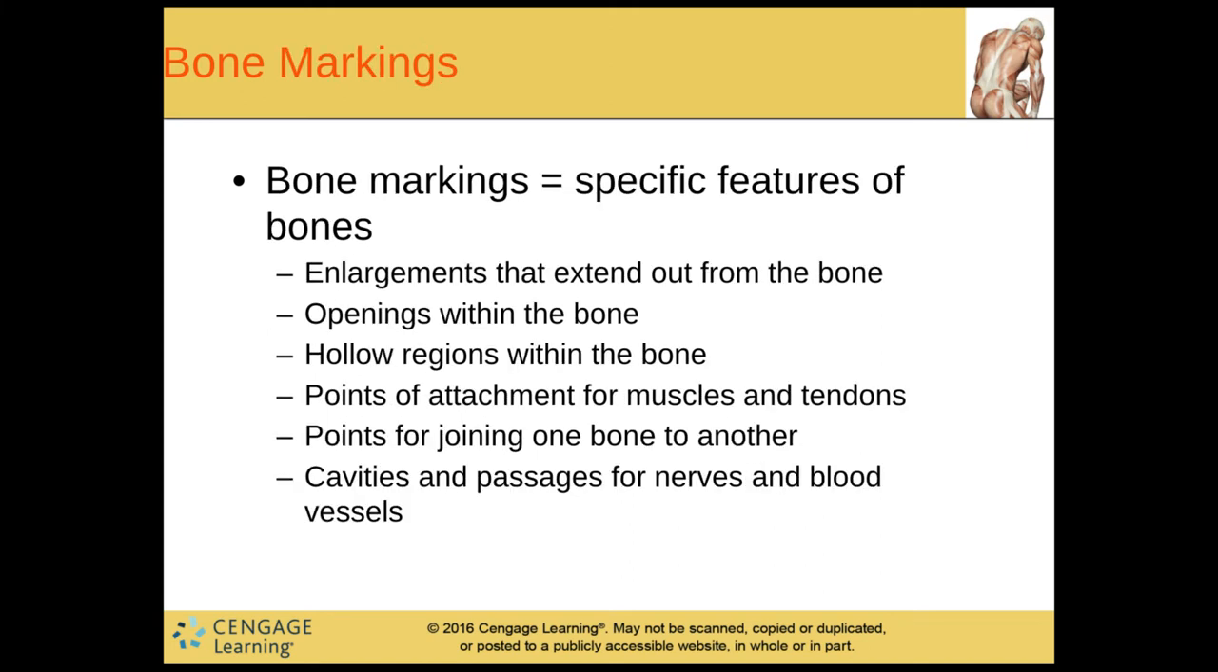And then we have bone markings. So these are like specific features of different types of bones. So these are enlargements that extend out from a bone, maybe openings within a bone, a hollow region within a bone, the different points of attachment for muscles, points of joining one bone to another, and then any type of cavities and passages for nerves and blood vessels. So that has a lot to do with our spine, the bones in our spine.